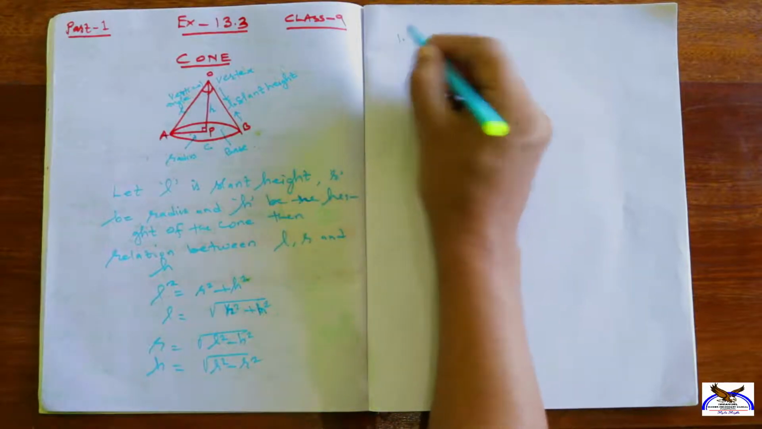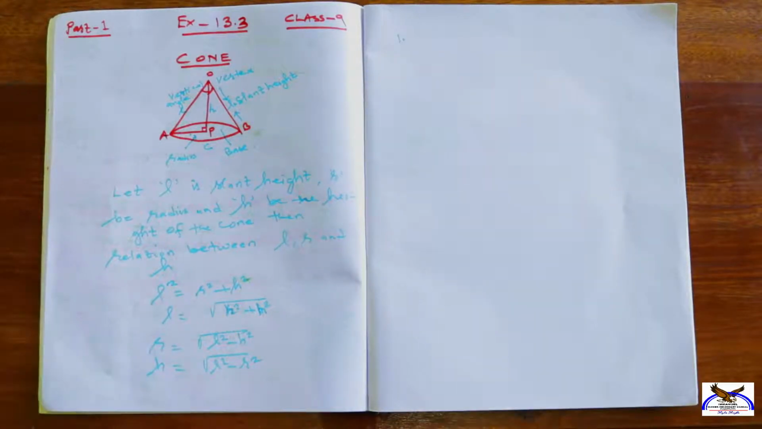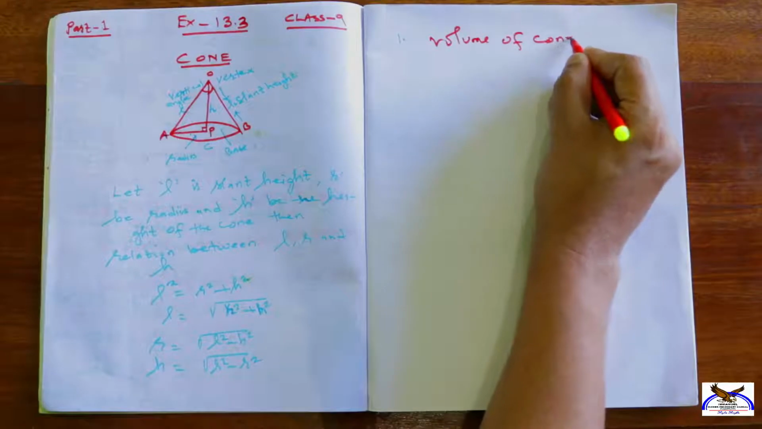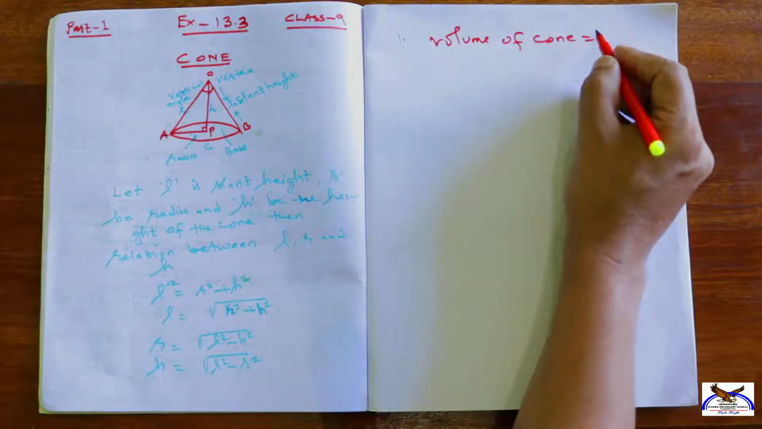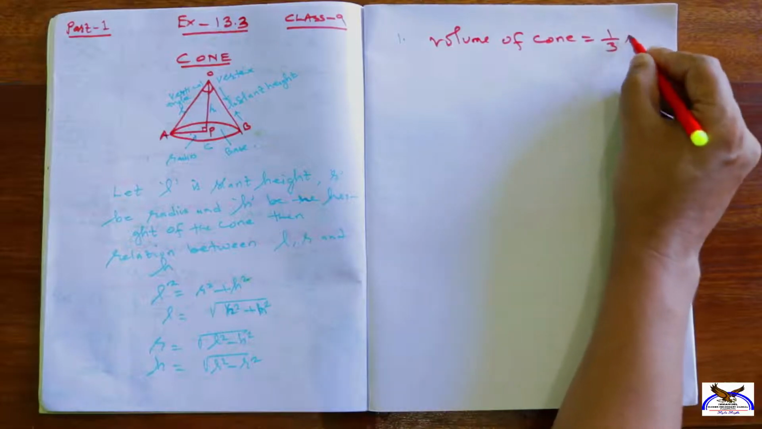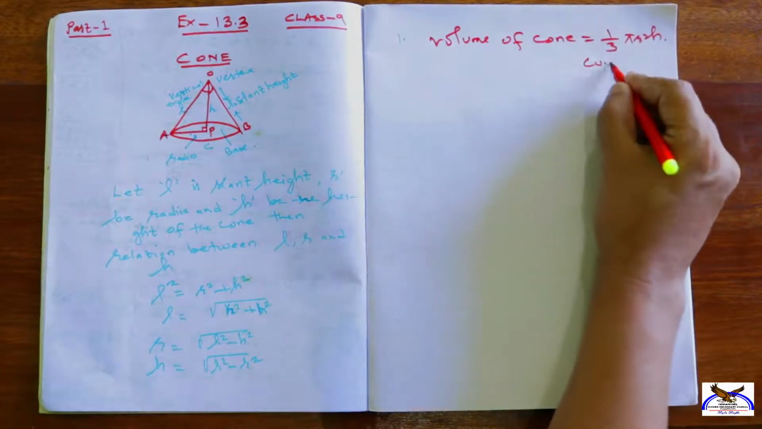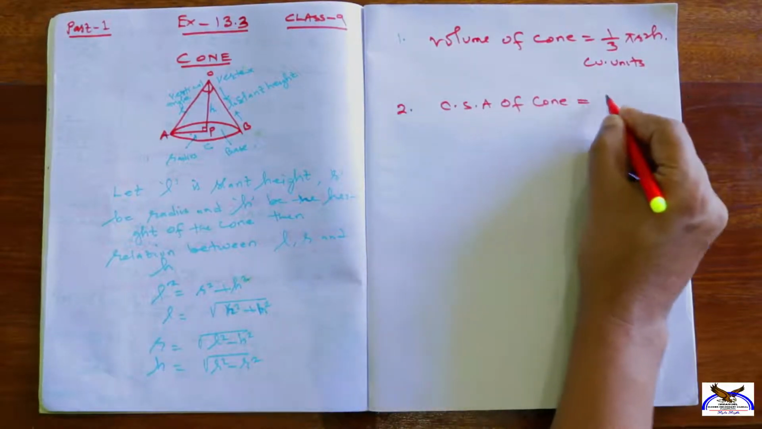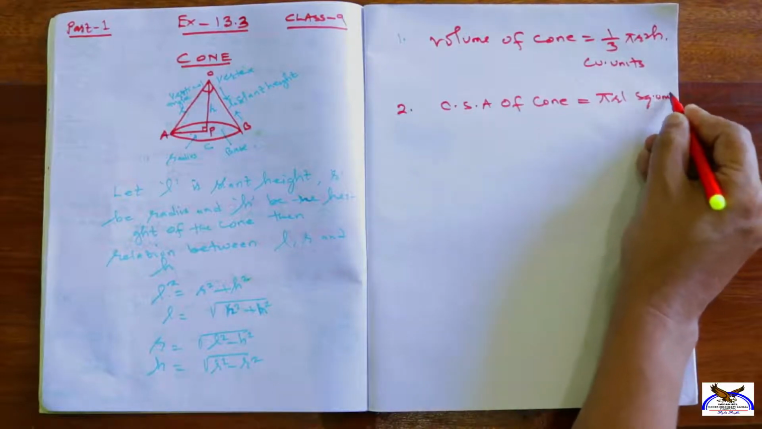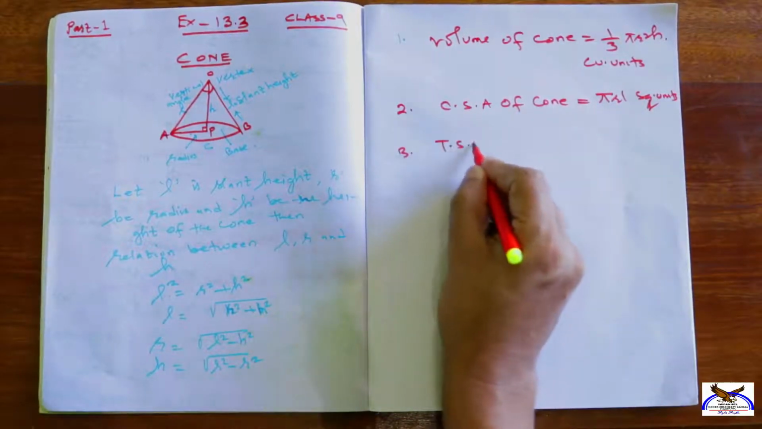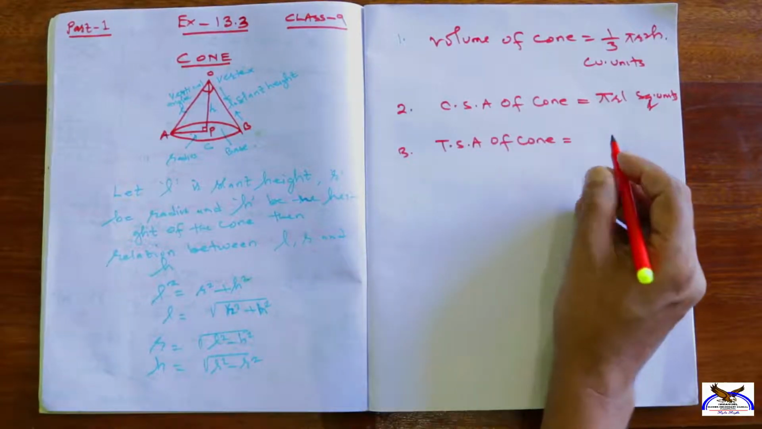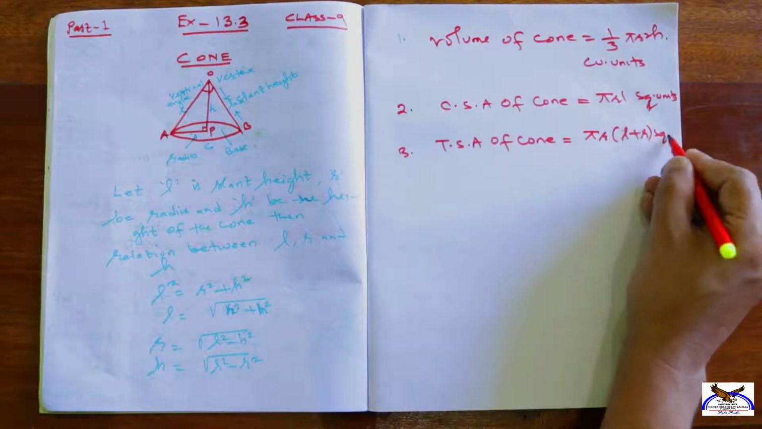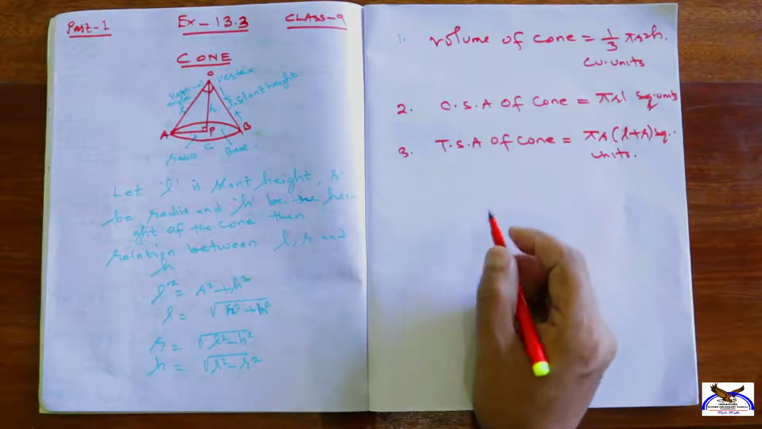Now we'll just write the formulas. Volume of cone is 1 by 3 pi r square h cubic units. Curved surface area of cone is pi r l square units. Total surface area of cone is pi r (l plus r) square units. These are the formulas that you have to know.